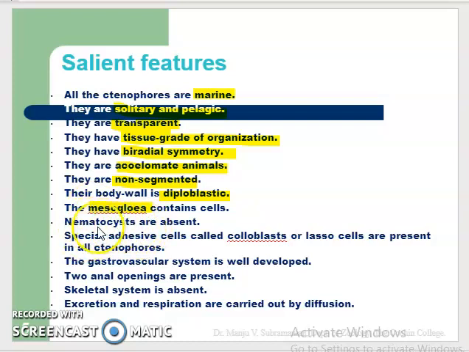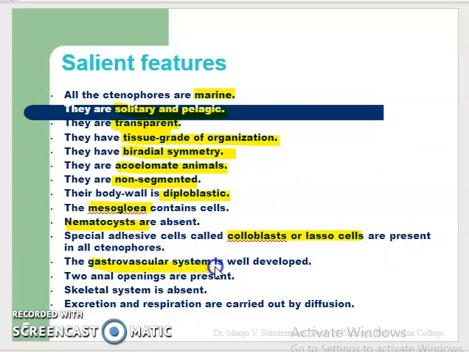Then nematocysts are absent. Nematocysts are the structures present in other organisms for protection. Then there are special adhesive discs called colloblasts, or lasso cells, present in the ctenophores. We'll be discussing these colloblasts in detail in coming slides. These are also structures for feeding and defensive mechanism, which will be coming in detail.